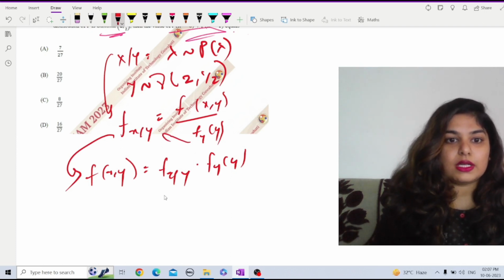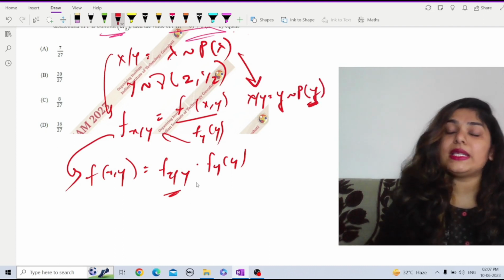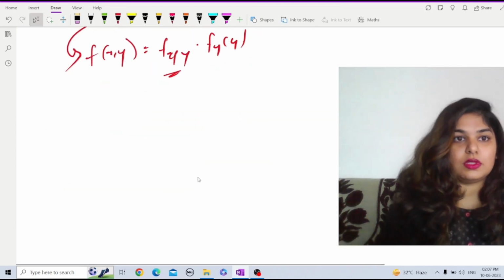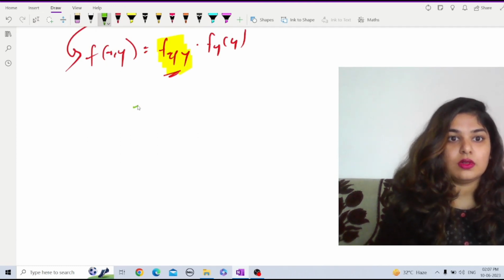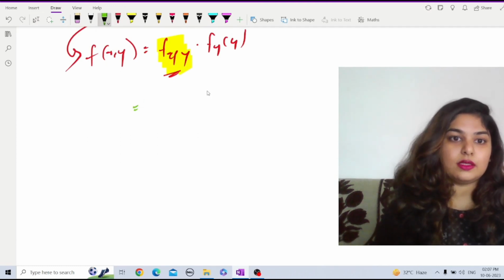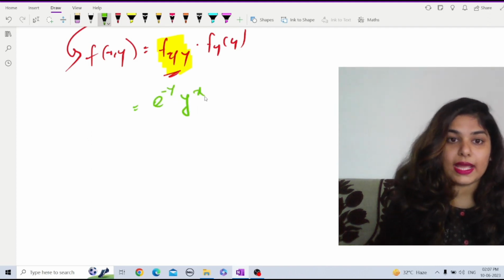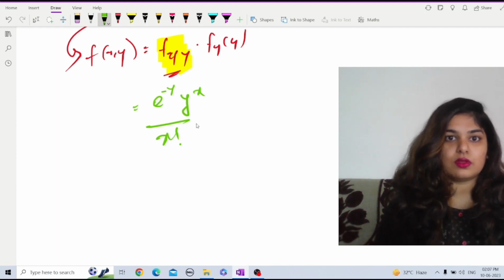To understand this in a better way, instead of lambda, if I say this conditional distribution is given Y, then it follows a Poisson distribution with parameter Y, it will be easier for you to understand. So the Poisson distribution with parameter Y will be e to the power minus y, y to the power x by x factorial. Instead of lambda, I'm using Y as the parameter.